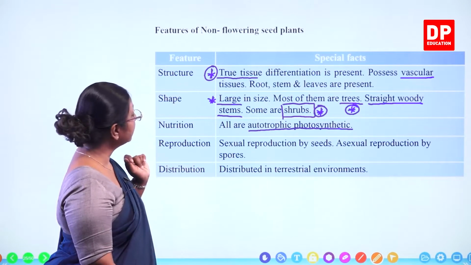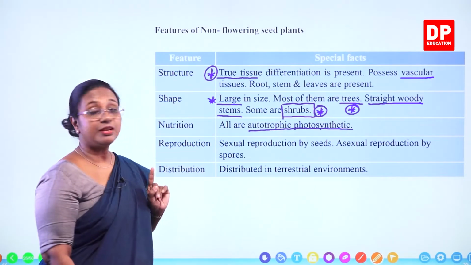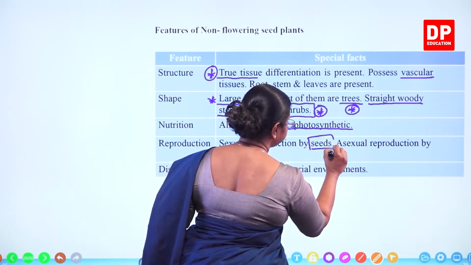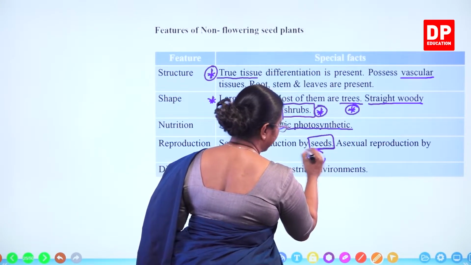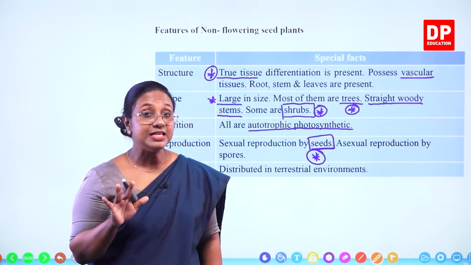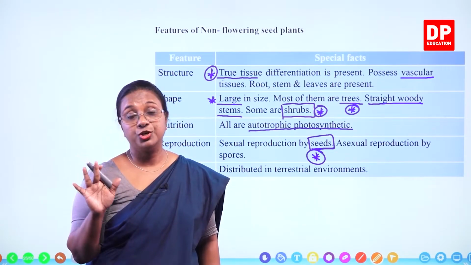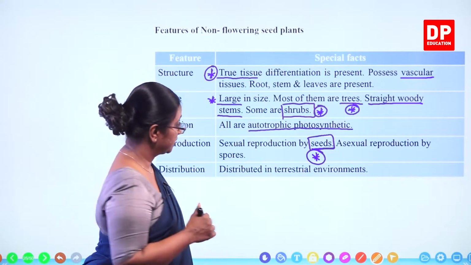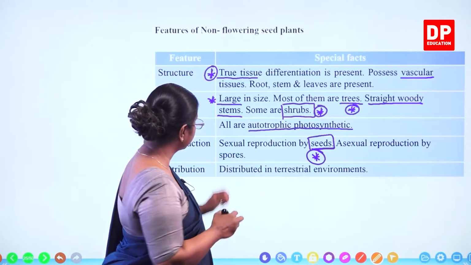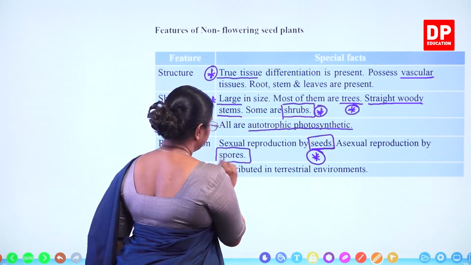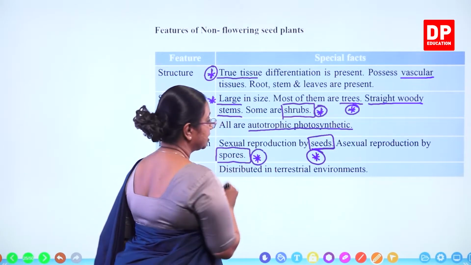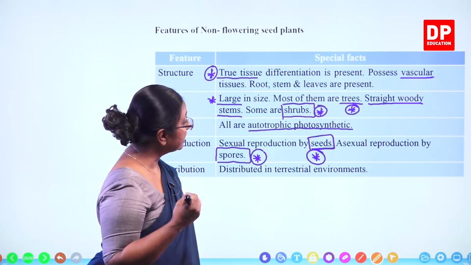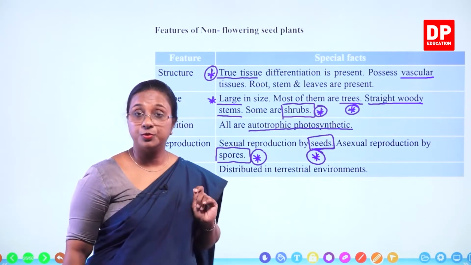Then if we look at the reproduction, sexual reproduction by seeds. So here seeds are produced. So sexual reproduction, but the seeds are not covered by a fruit. So they are naked seeds. That's why we call them the gymnosperms. Then asexual reproduction by spores. So both types of reproduction are there. Sexual reproduction by naked seeds and asexual reproduction by spores.